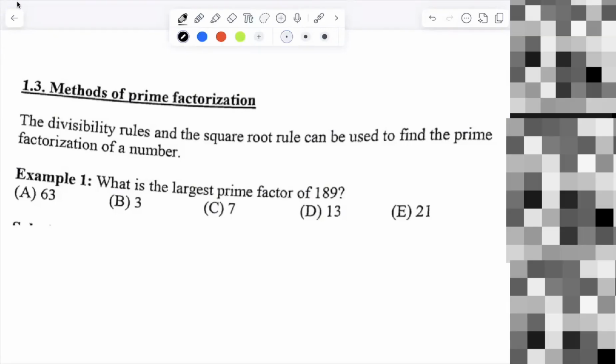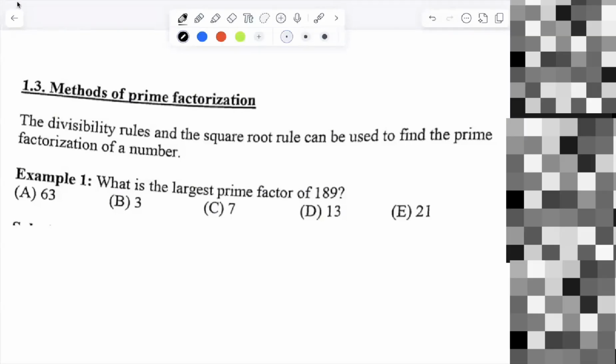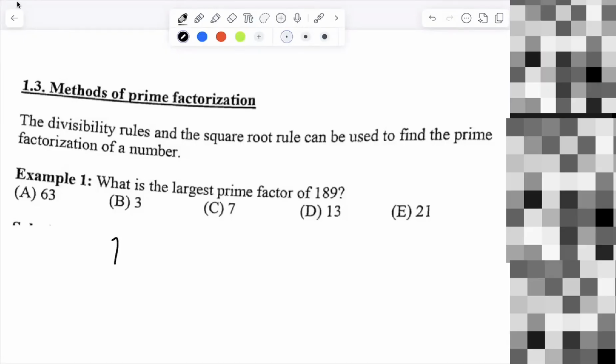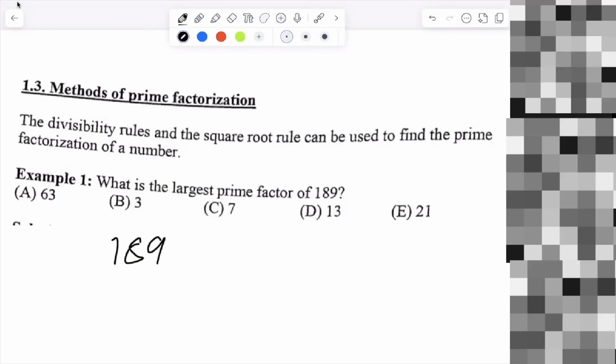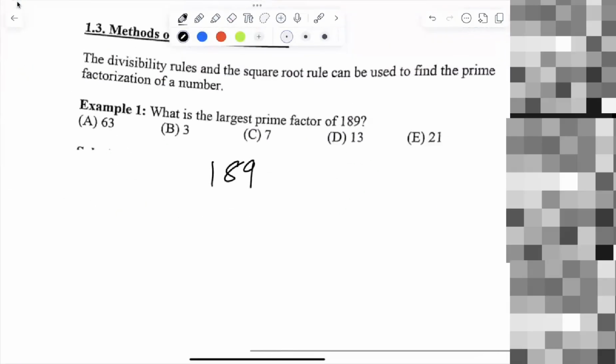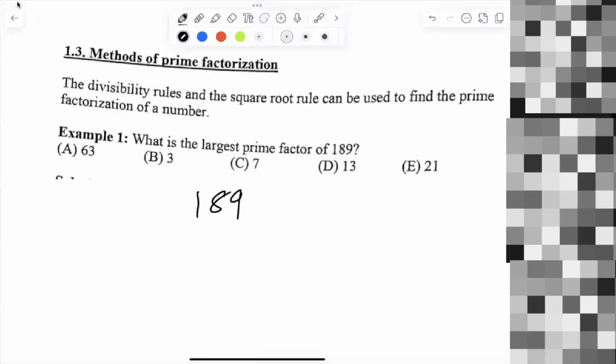Alright, let's get started with this question. So basically, what is the largest prime factor of 189? From here, we do the same method as we did before. 189, we can split into, what's the first thing that comes up to your mind?